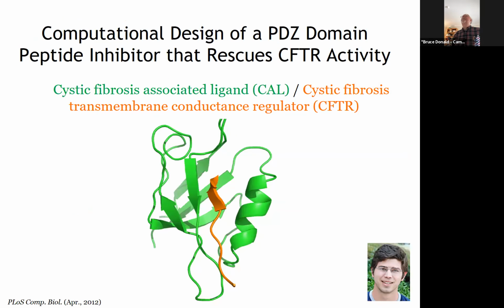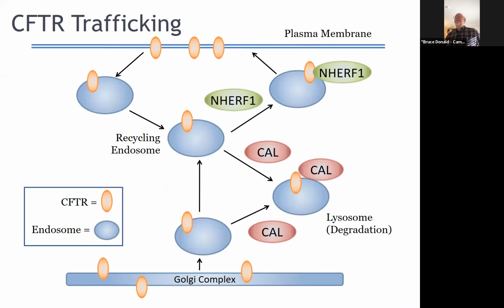Now, I'm going to tell you about designing an inhibitor that modulates some of the trafficking problems. And so this is a PDZ domain that grabs onto the C terminus of the CFTR protein, and it pulls it. This actually pulls it to be degraded. So let's talk about what happens in CF, cystic fibrosis. Because of this mutation, your protein CFTR might not fold very well.